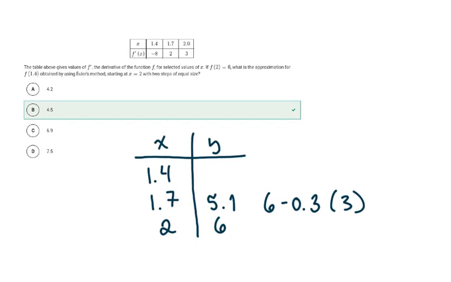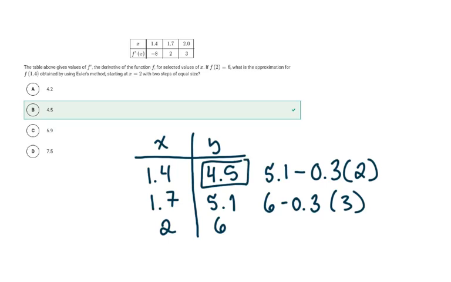And then for our last one, we're going to use our new y value, 5.1, minus the step size, times the derivative at this point, which is 1.7, which is 2. And then that's 5.1 minus 0.6, which gives us our correct answer of 4.5. So hopefully with this subtraction, this video makes more sense.